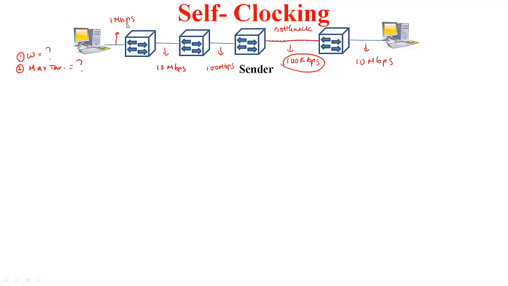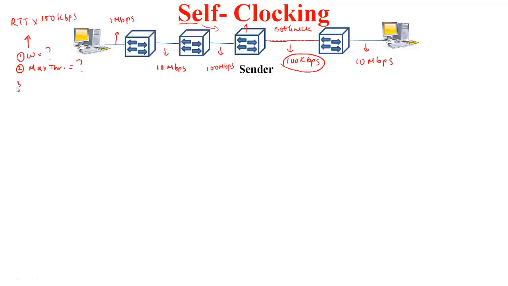And you would want your window size to be set equal to the round trip time into this bottleneck bandwidth of 100 kbps. Because if you were to set it to a value that is greater than this, packets will start to queue up at this particular router and get dropped, because you cannot achieve more than this throughput anyway. Now my question to you is whether self-clocking still works in this context.